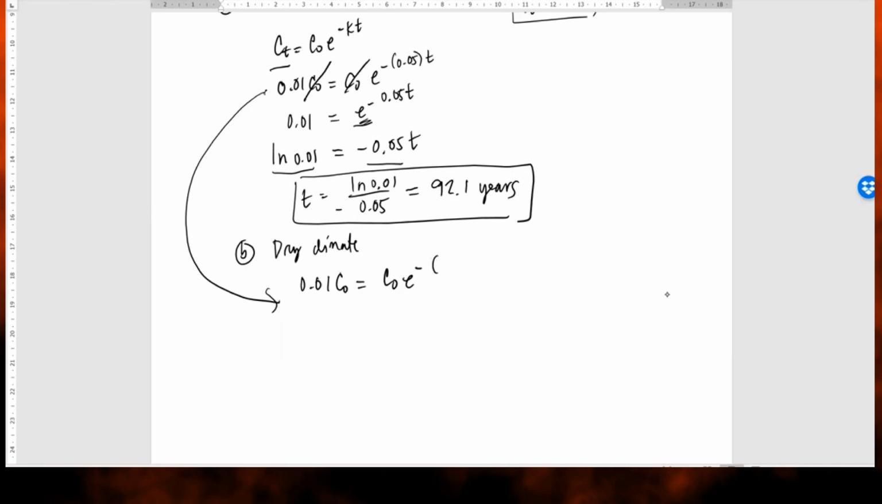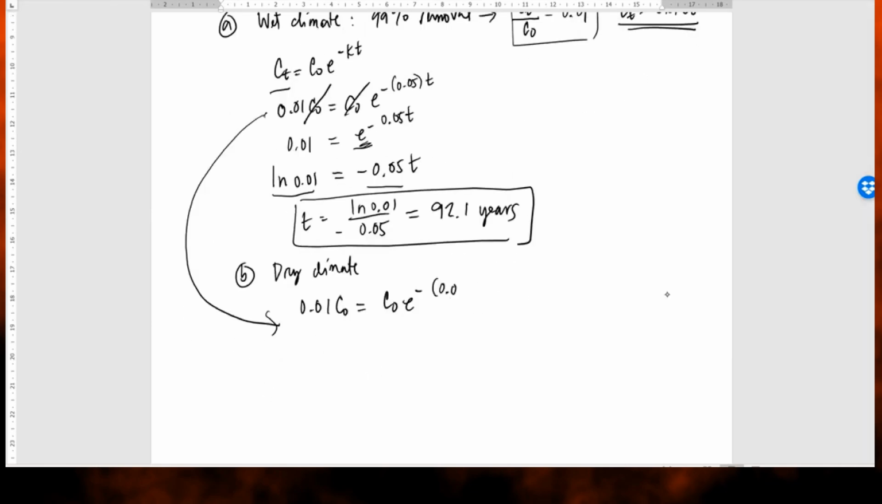Instead of 0.05, how much was that? 0.025 T. All right, C naught cancels. So we have 0.01 equal to e to the minus 0.025 T. Then ln 0.01 is equal to negative 0.025 T. So T is equal to 184.2 years.